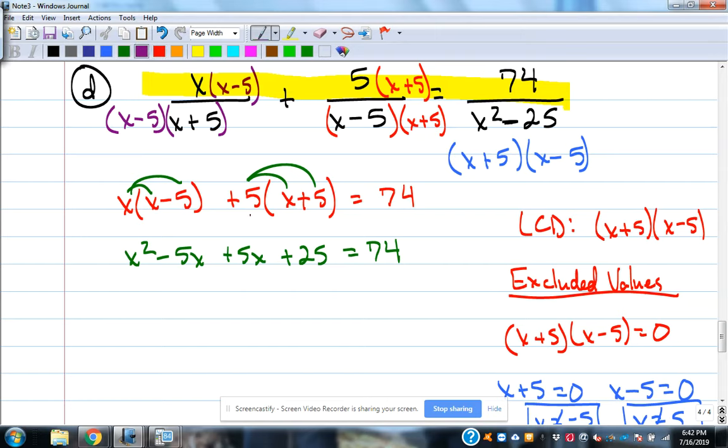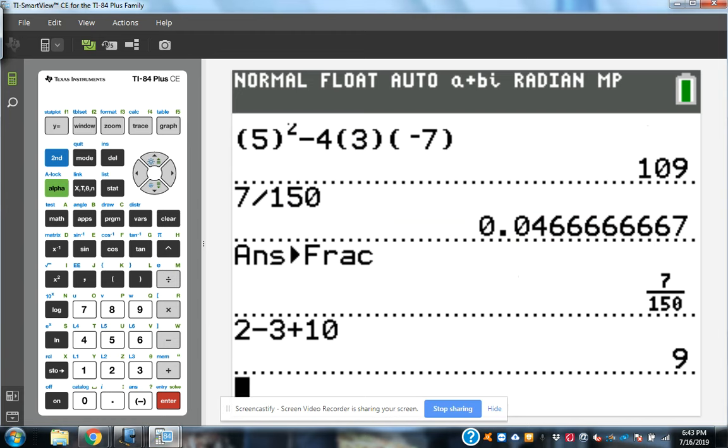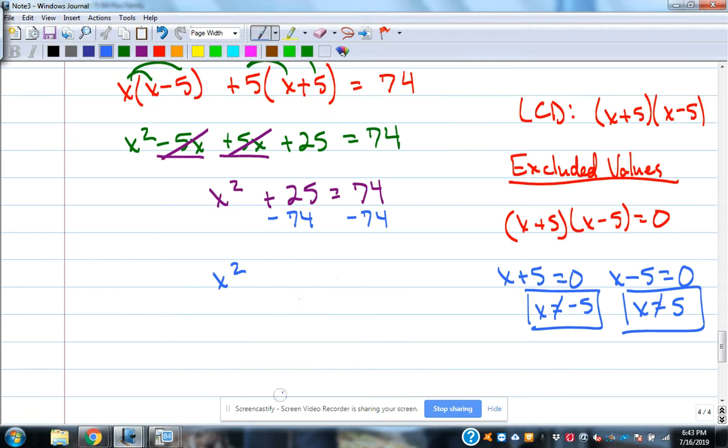Combine any like terms that there are. You got a negative 5x and a positive 5x. What happens to those? They cancel each other out. That's nice. x squared plus 25 is equal to 74. And because it has x squared in the problem, I know I need to get it equal to what? 0. So I'm going to subtract 74 from 25. So 25 minus 74, negative 49. So I've got x squared minus 49 is equal to 0.